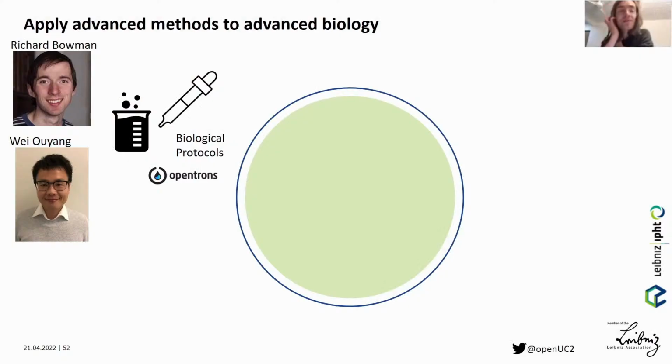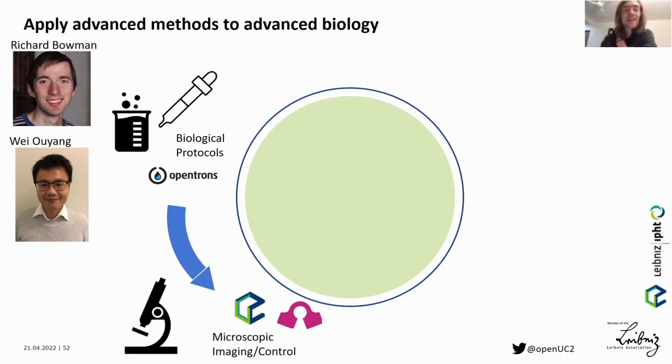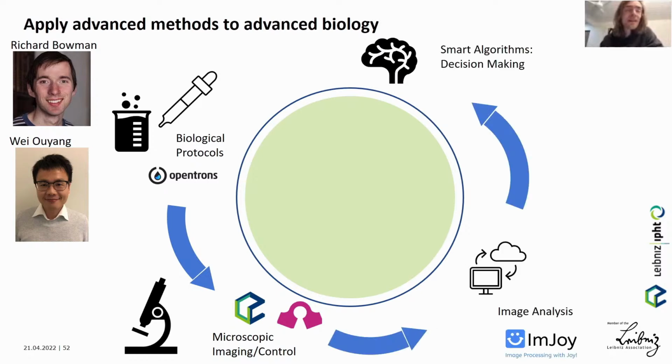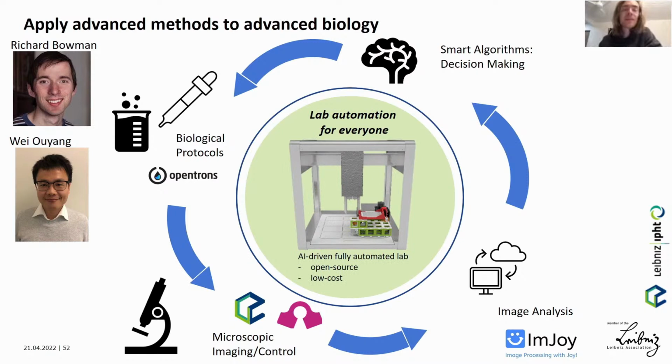Right, so other things we were working on recently was also the integration of an automated lab. Together with Richard Bowman and Wei Wang, we tried creating a feedback loop where you have the sample preparation, the imaging, the image analysis, and also maybe the decision making that leads to new protocols for the next biological experiment. And we centered that around the OpenTrons.